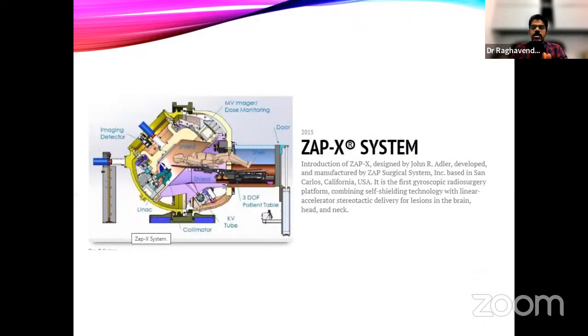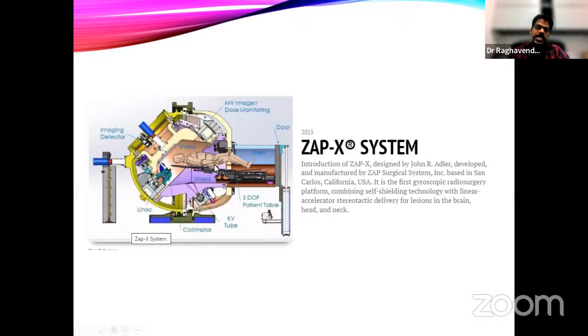Now coming to the next version of stereotaxis, which is now becoming a little famous. If you're lucky, maybe in India, by this year end we should have 1 or 2 systems of this. This is the Zap-X system. The same inventor who invented the Edge of Varian and the CyberKnife of Accuray has invented this, John Adler. This is a self-shielded machine. The machine has shielding all around, so that in principle you can place it in a corridor and treat. That is how the company is promoting it. You don't need a bunker at all. You just need a dedicated place where you can place this and treat.